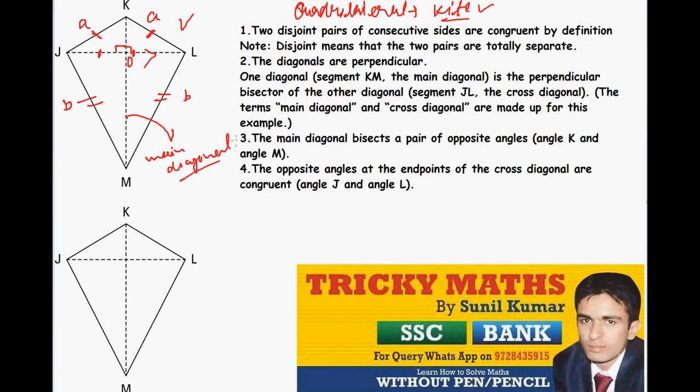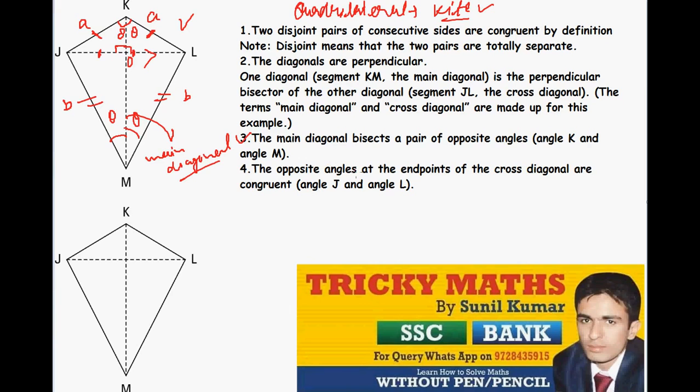Now focus on the third property. The third property says that the main diagonal is the angle bisector. The main diagonal KM: this is theta, this will also become theta. Only the main diagonal is the angle bisector.